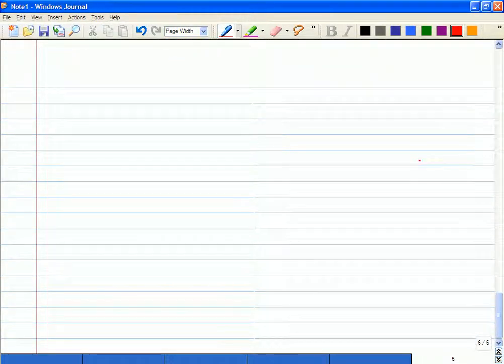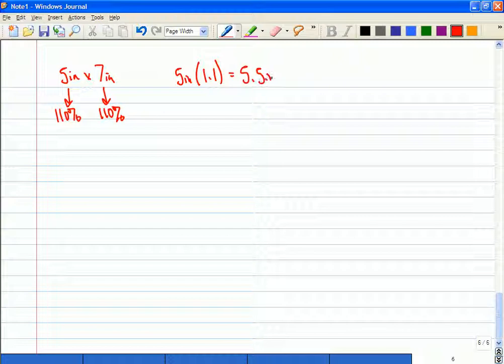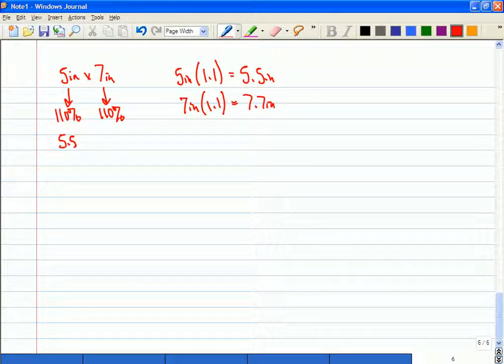So if you start with 5 by 7, that means each dimension is going to be 110% larger. So how would you make something 110% larger? Times it by 1.1. So 5 inches, if I want to increase it 110%, it's now 5.5 inches. 7 inches times 1.1 is now 7.7 inches. So the picture is now 5.5 inches by 7.7 inches.